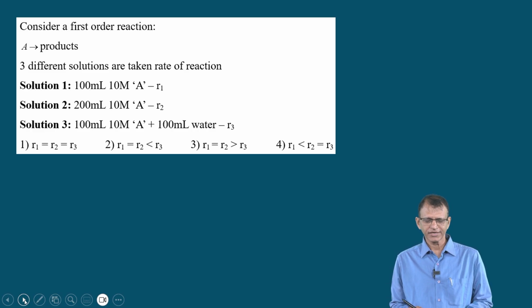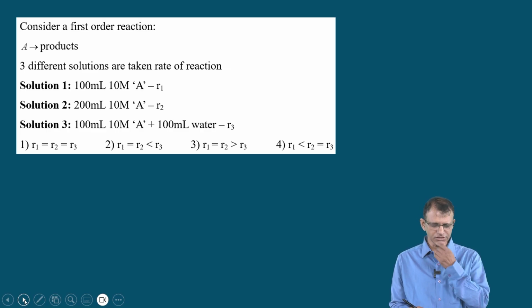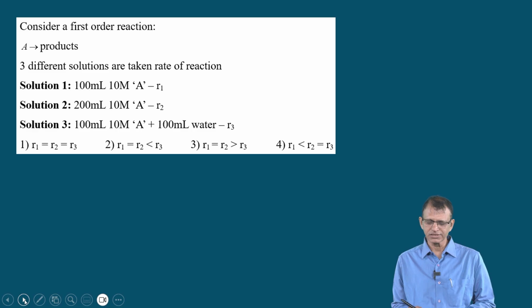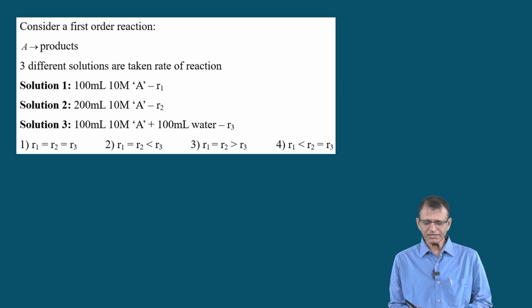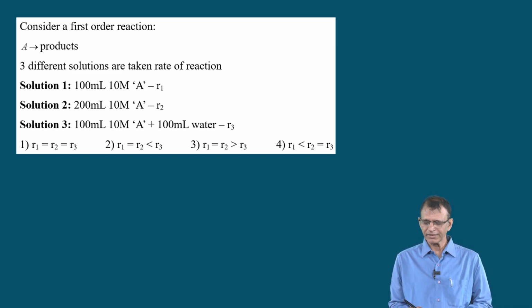Consider a first order reaction. A will give products. Three different solutions are taken. Rate of reaction for solution 1, 100 ml 10 molar solution with respect to A, the rate is R1. Solution 2, 200 ml 10 molar with respect to A, the rate is R2. Solution 3, 100 ml 10 molar with respect to A plus 100 ml of water is added and the rate of the reaction is R3.